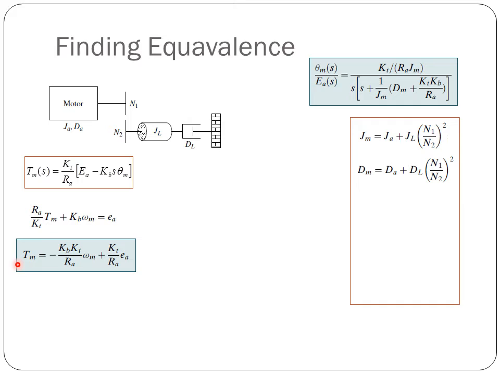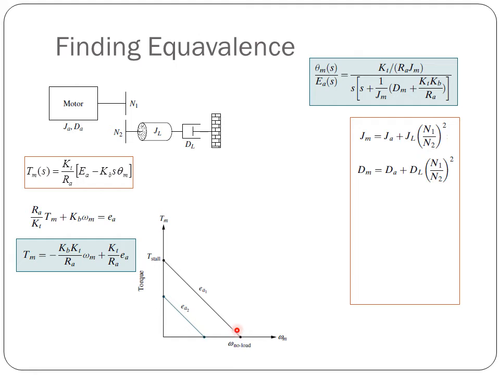Mx plus c. So if we consider Tm and omega m as our variables, then this is a straight line. We will see that the curve of Tm and omega m follows something like a straight line, where if we increase omega m, we will have a decreased torque, and vice versa.